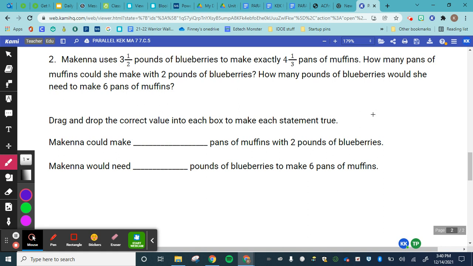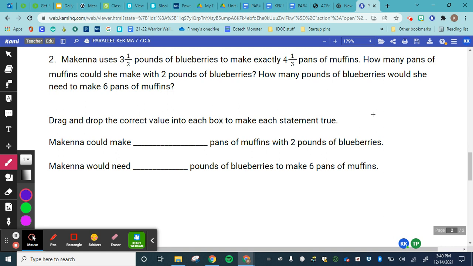Now the directions say drag and drop the correct value into each box to make each statement true. You don't have a drag and drop on this, but when you take your quiz on Illuminate, you will. So I can see here it just restated the question. McKenna could make how many pans of muffins with 2 pounds of blueberries, which is what it says here. And McKenna would need how many pounds of blueberries to make 6 pans of muffins, which it says there.